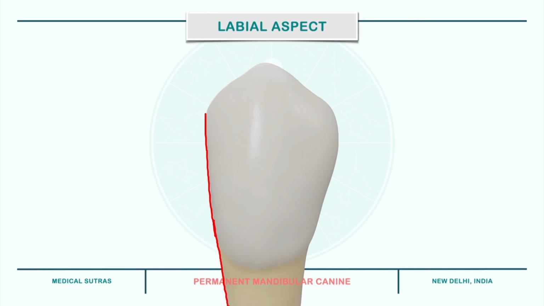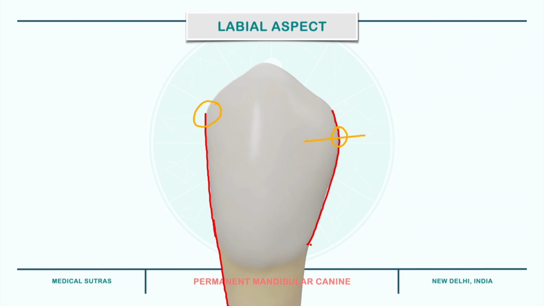The mesial contact area or the point of maximum convexity is near the mesio-incisal angle. The distal outline is convex with the point of maximum convexity present cervical to the mesial contact area, nearly around the junction of incisal and middle third.